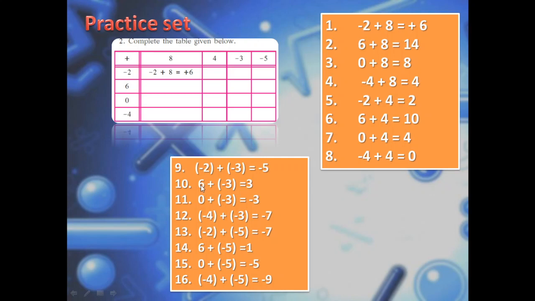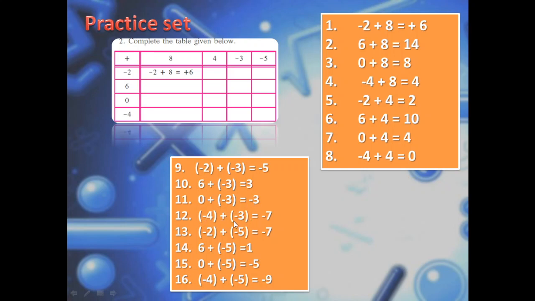Since 6 is the bigger number having positive sign, just put the answer also with the positive sign. 11th one, 0 added to a negative number is again a negative number, that is minus 3. 0 plus minus 3 is minus 3. Minus 4 plus minus 3.